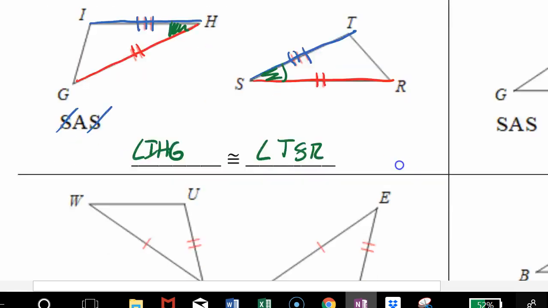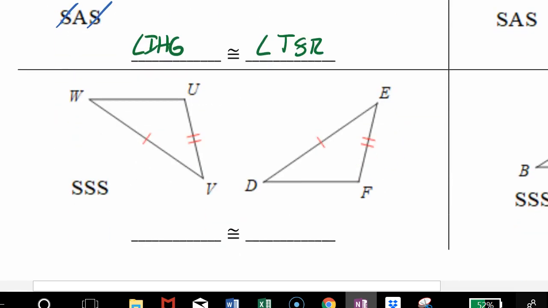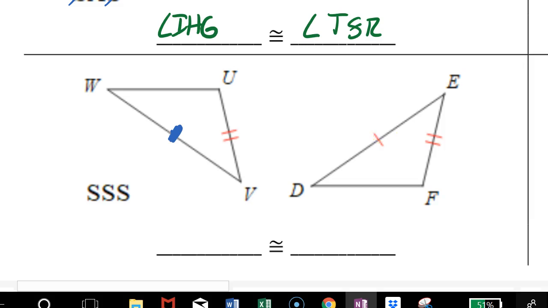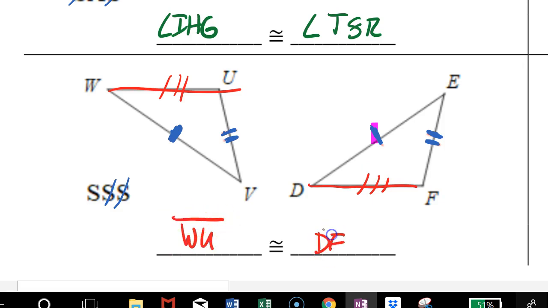Okay. Looking at the one below it, I want to prove with triangle congruence side, side, side. I'm given two triangles, two sets of sides that are already congruent. Side WV congruent to side DE, and EF congruent to side UV. Well, if I have two sides, that means I'm missing a third side. In this case, we're looking for our third side to be WU congruent to DF.